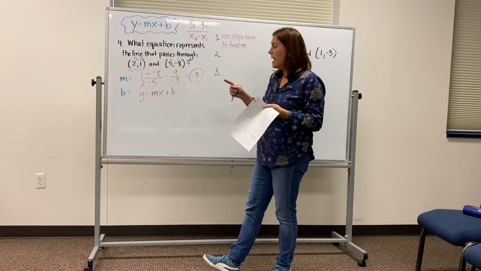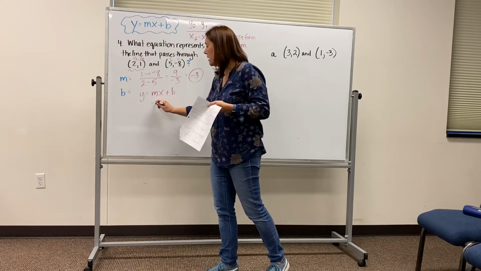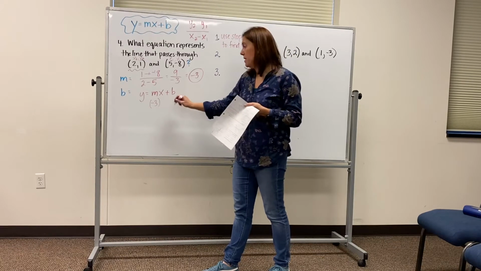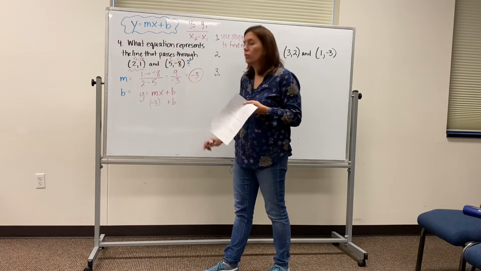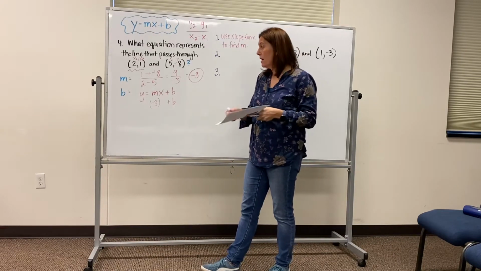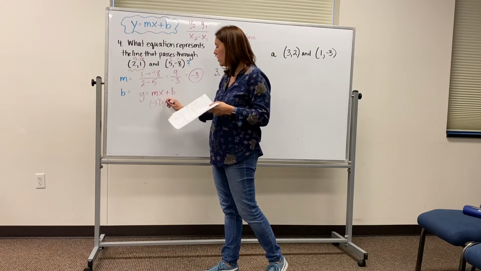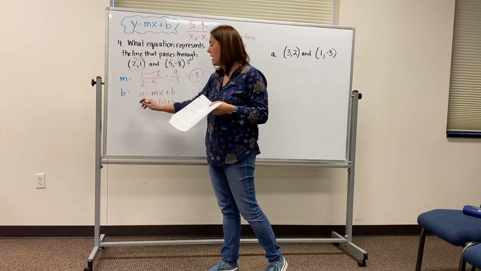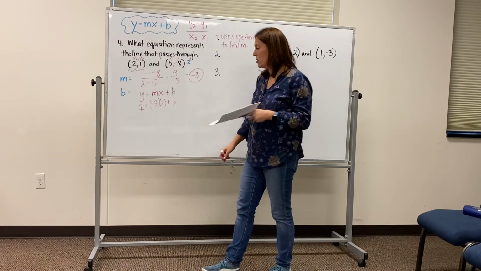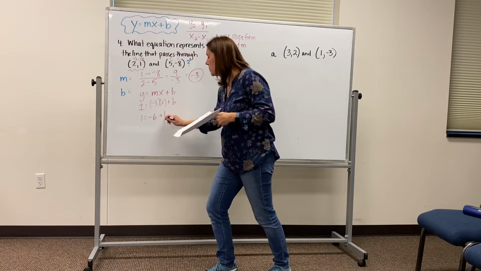Okay, now I already found m, so I'm going to plug that in. I'm trying to find b, so my b will remain in my equation, and that will be what I solve for at the end. Then I have an x from my coordinate, and I have a y from my coordinate. So I now have an equation. 1 equals -6 plus b.